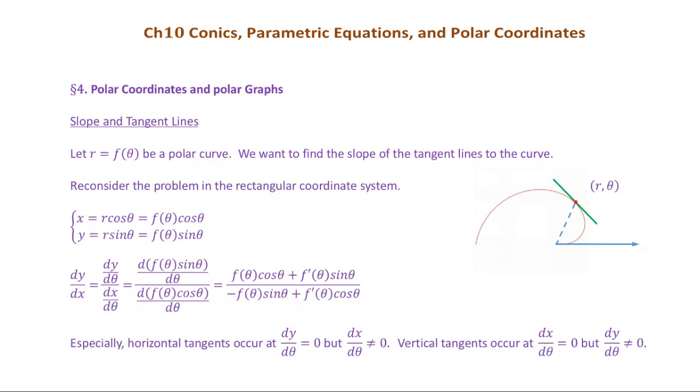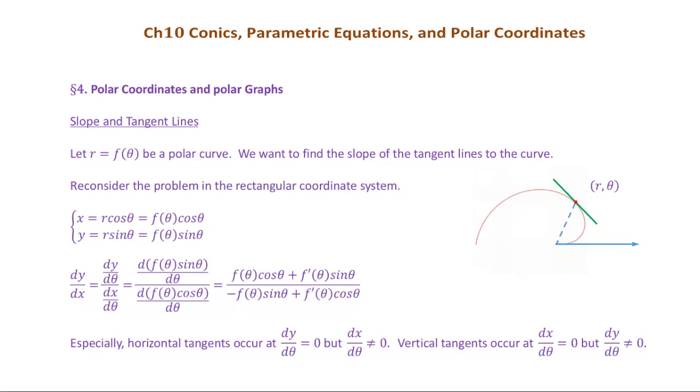Let r equal to f of theta be a polar curve. So r equal to f of theta is just a curve in the polar plane. Remember, we should use the language of r and theta instead of x and y, so any polar curve will be r equal to f of theta instead of y equal to f of x. We want to find the slope of the tangent lines to the curve at any point on the curve.